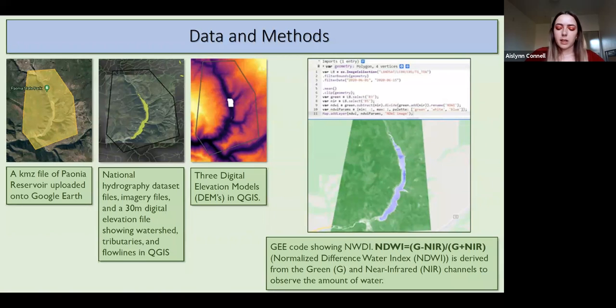And I then obtained 3 digital elevation models, DEMs, for June, July, and October of 2020. And I viewed the elevation difference of the 3 in QGIS. And lastly, I used a Google Earth Engine code showing the amount of water present in the reservoir for different times throughout the year.